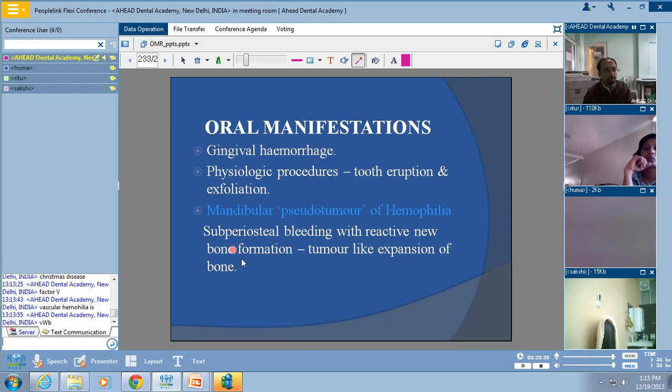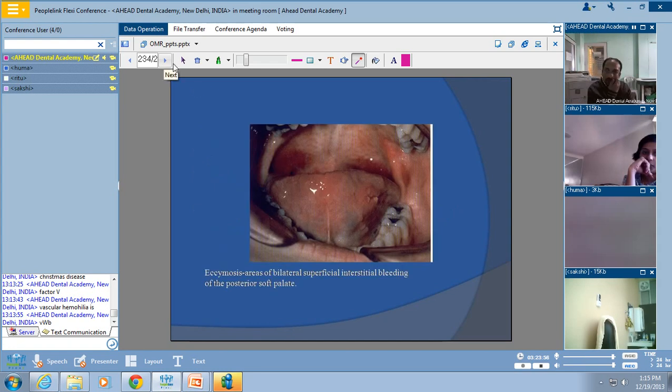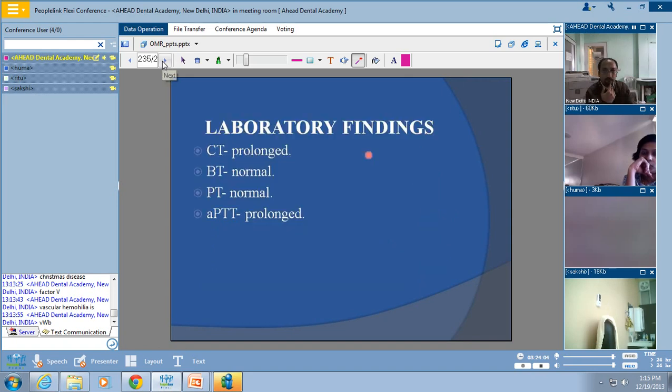Ecchymosis, well, you can make out these reddish areas. As I told you, bleeding time will be normal, PT will be normal, PTT will be prolonged, right? Because factor 8 comes in the intrinsic pathway. More factors, just remember APTT. And PTT is also sometimes called clotting time. So that is why PTT will be prolonged and clotting time will also be prolonged.